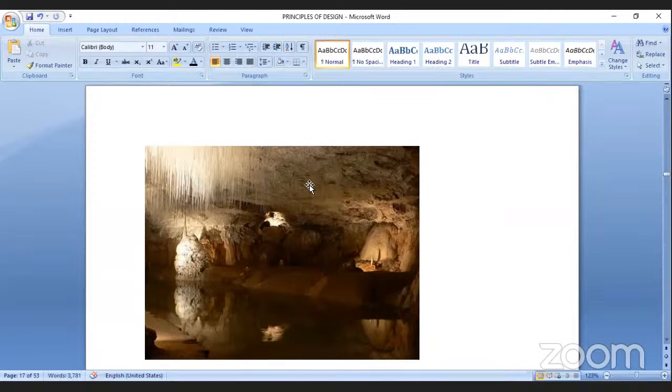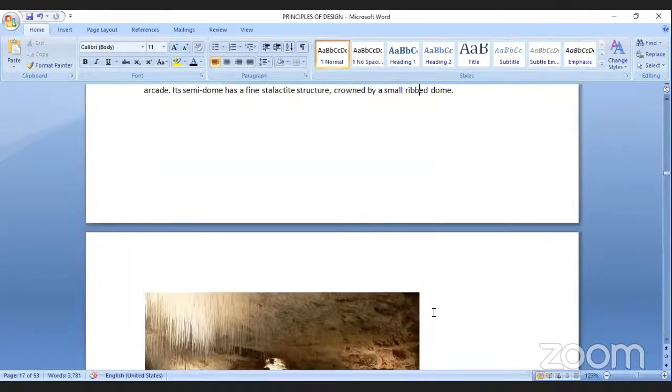Okay. So this is a stalactite formation, if you can see the image. The mineral water drips down, and after some point of time it solidifies. Stalagmite, yes. Stalactite rises from the roof. Stalagmite, the other rock formation, comes from the floor.